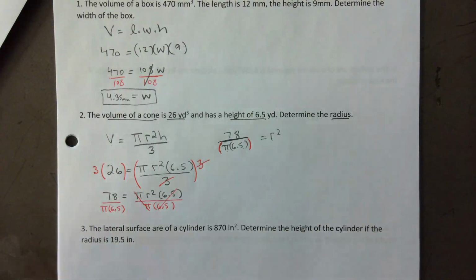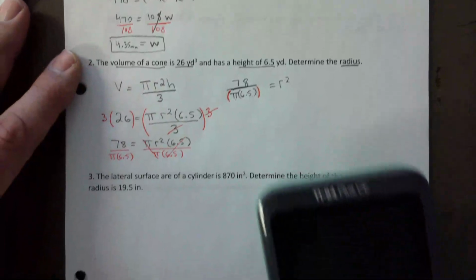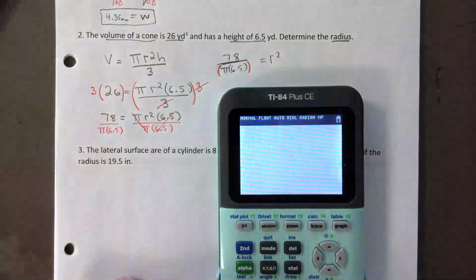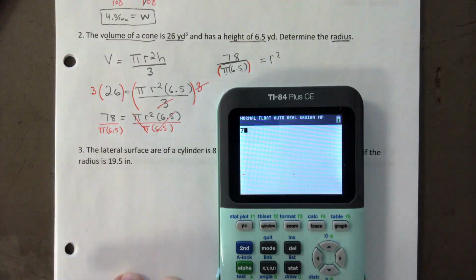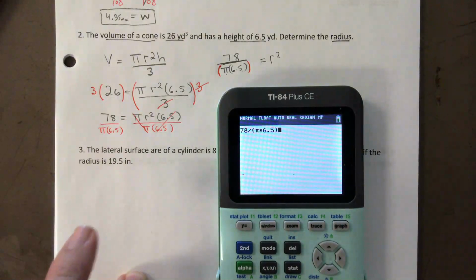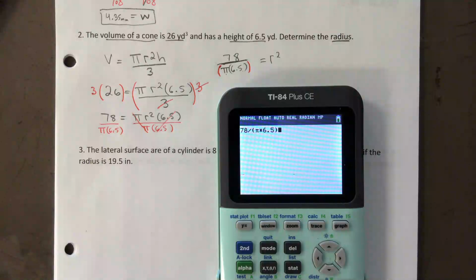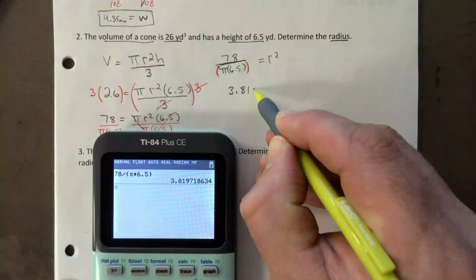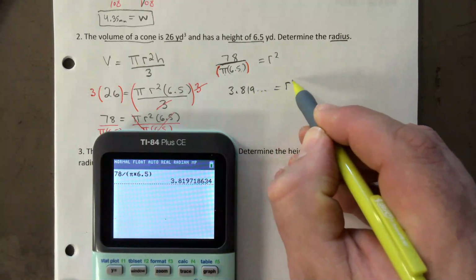Oh yeah, and that's the thing with the square root and cube root. If you were in grade 11, you know what I'm talking about. It's a bit of a pain. It's my one issue with this calculator. So I'm going to divide by second, to get pi times 6.5, like that. You're doing it right if you type it in like this, and you get that number. Write it down: 3.819 something. That's r squared.